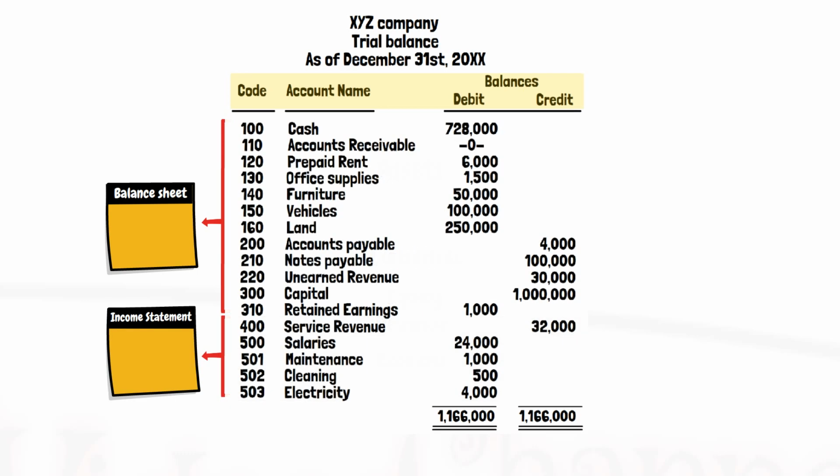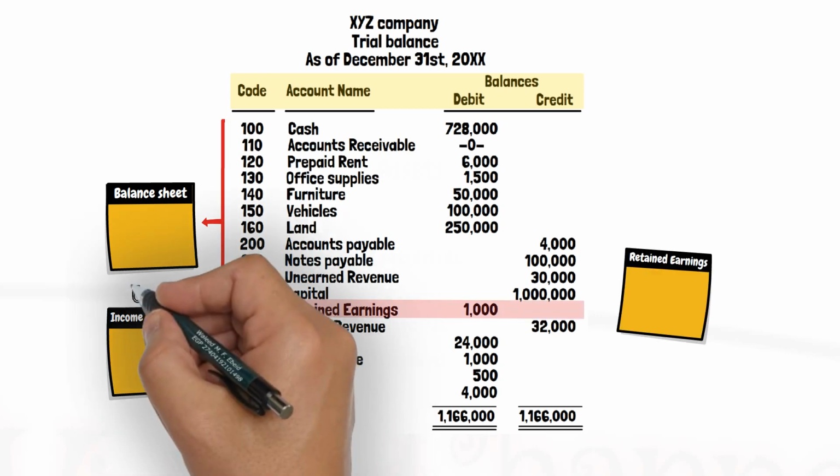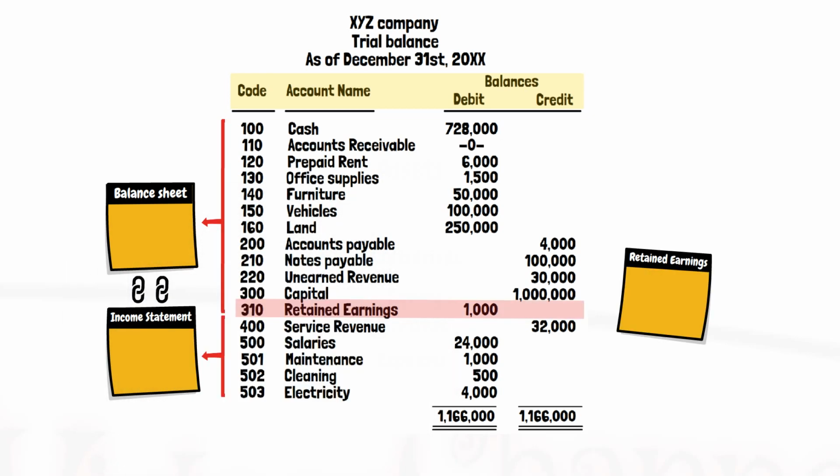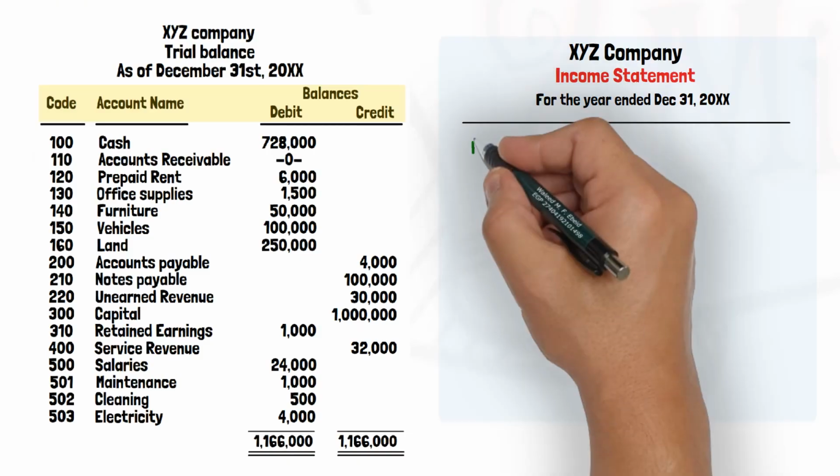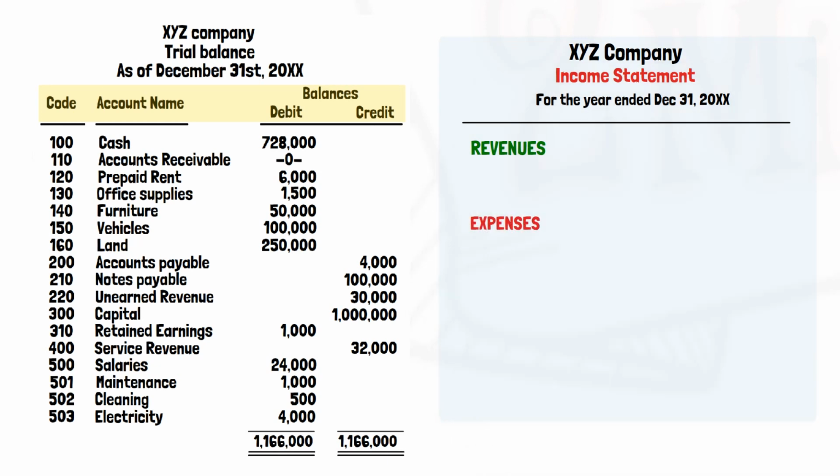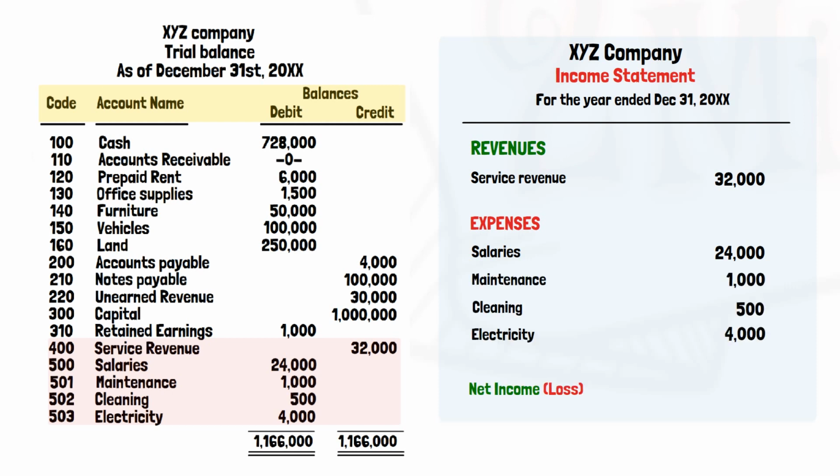The statement of retained earnings is prepared to link the income statement with the balance sheet, as you will see now. This is the income statement that shows the revenues and expenses of the business. So let us transfer the revenues and expenses accounts with their balances from the trial balance to the income statement.